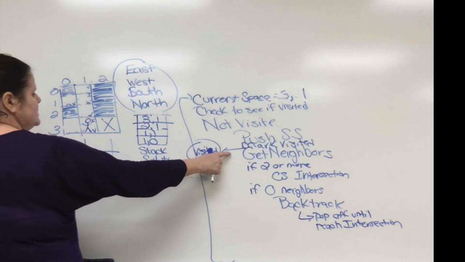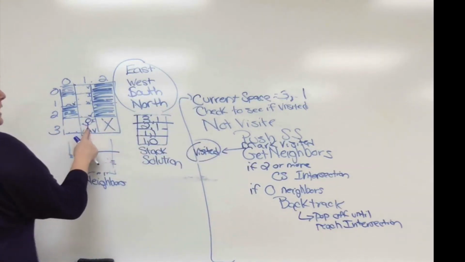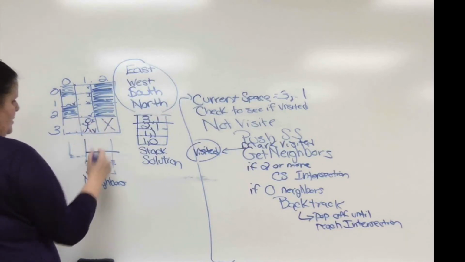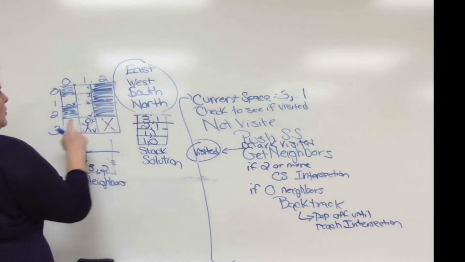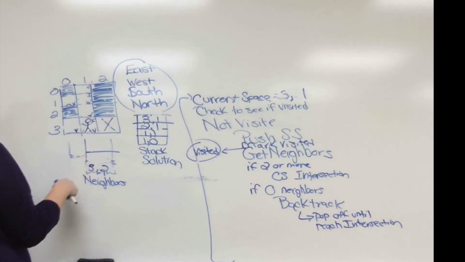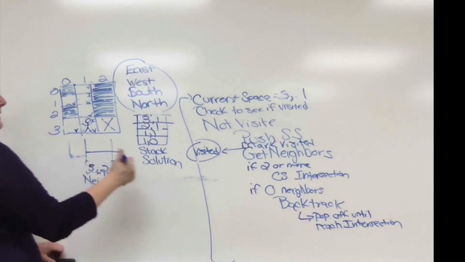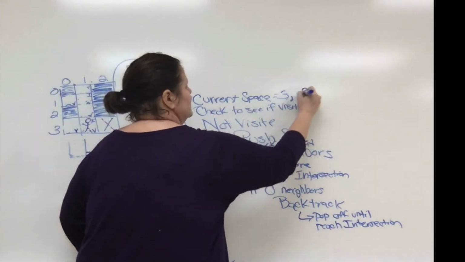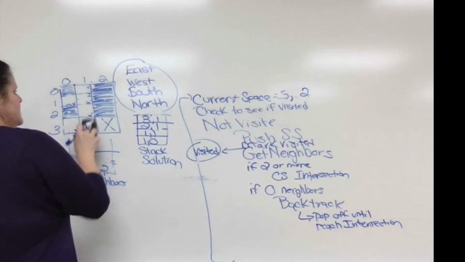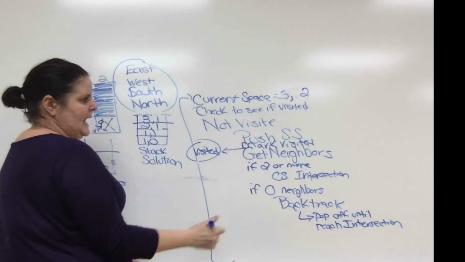So here, what I'm going to do instead is get neighbors. I try to look east. I put 3, 2 in the stack. I look west, that's been visited already. I look south, that's out of bounds. I look north, I've already been there. So 3, 2 becomes the next current space. Has it been visited? No. I push on the solution stack.